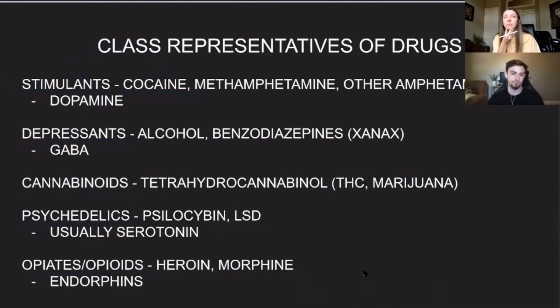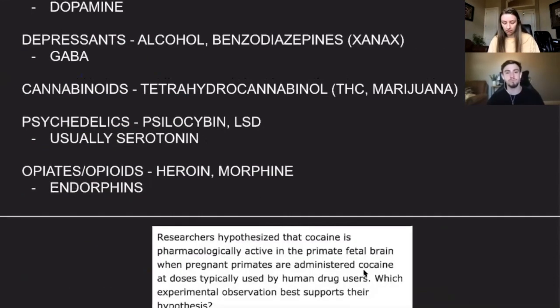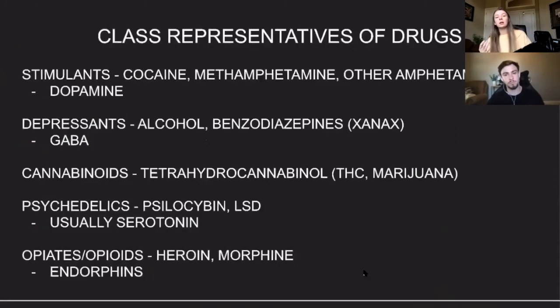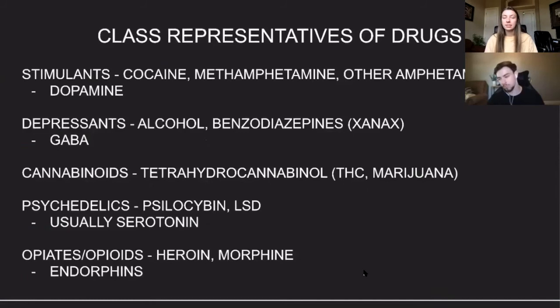And so the way that this often gets tested is it will tell you, hey, there's increased dopamine in the system, or there's a stimulant effect. What drug is this person most likely taking? And you'll have to pick out of cocaine, alcohol, psilocybin, and heroin. And you'll be able to pick cocaine because of this application session. Other common stimulants would be methamphetamine or any other amphetamine, things like Adderall, Ritalin. Those are amphetamines, and they're stimulants. They increase your central nervous system activity.